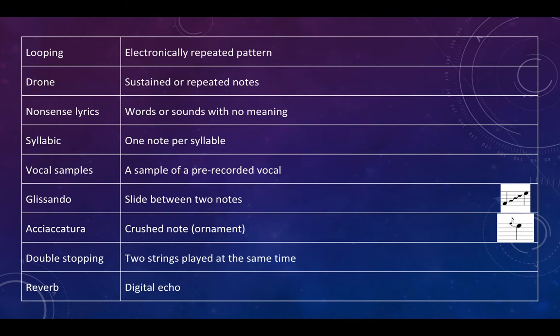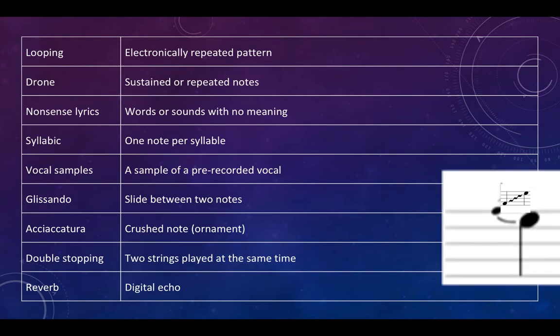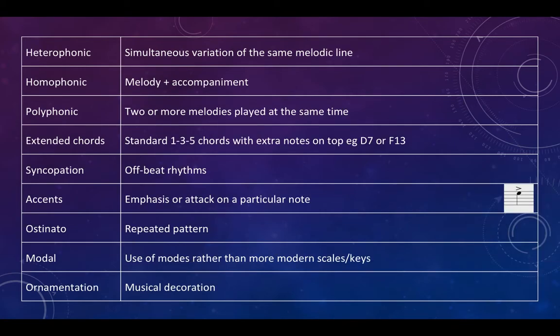Okay, then, right. We've now got some texture words. So I'm going to go through them all and then we'll have another little look at something in a bit more detail. So heterophonic is a texture word that we haven't used yet. And this is the only set work in which this appears.